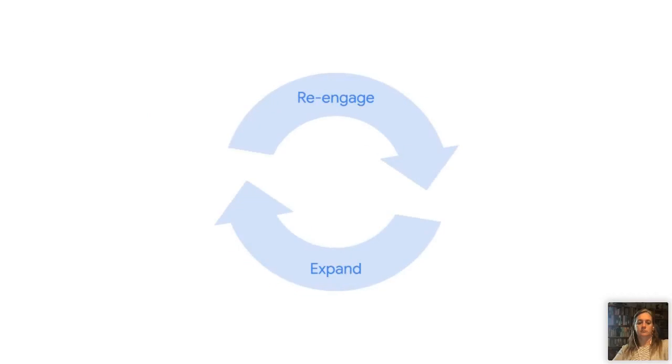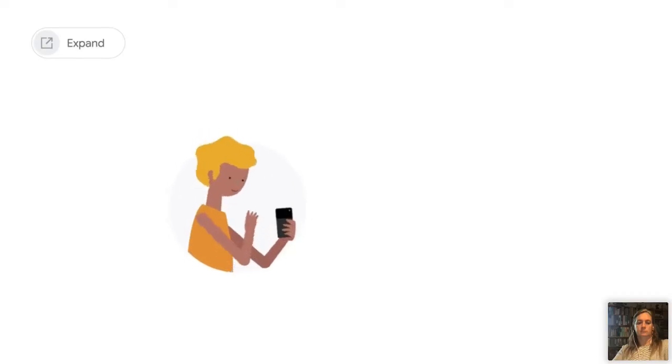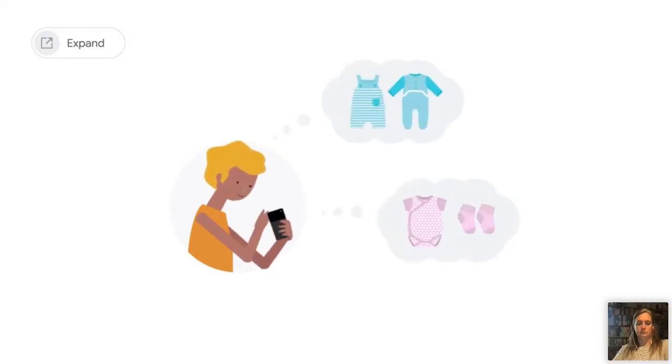The second strategy you should consider is expand. Expanding allows you to reach new qualified customers that you've never connected with before. For example, if you're selling kids' shoes, you might want to show ads to parents, or more specifically, to people who are actively looking to buy children's apparel.